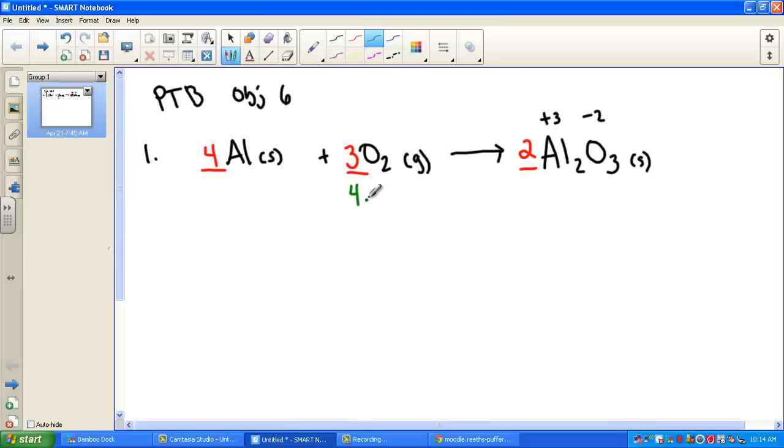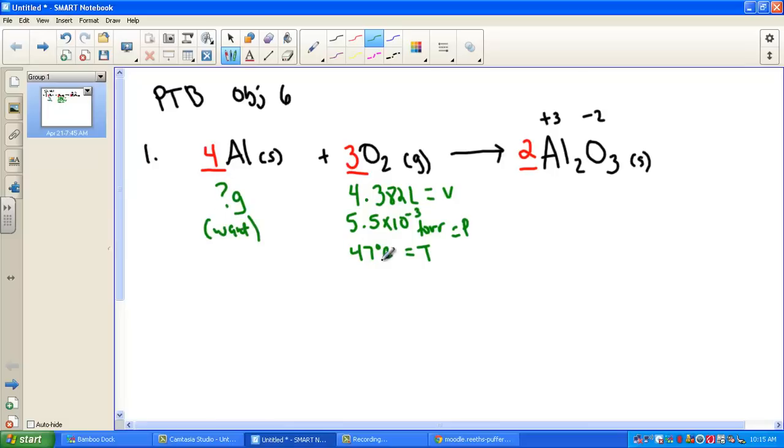So underneath it, I'm going to give that information. It tells us this oxygen is occupying 4.382 liters. It's exhibiting a pressure of 5.5 times 10 to the -3 torr units. Torr is the same as saying millimeters of mercury, mmHg, and it's 47 degrees Celsius. Here we have a V, we have a P, we have a T. What mass of aluminum will react? So this is what we want to know. This is our given quantity. All the information given is for oxygen, and we want to calculate the mass of aluminum.